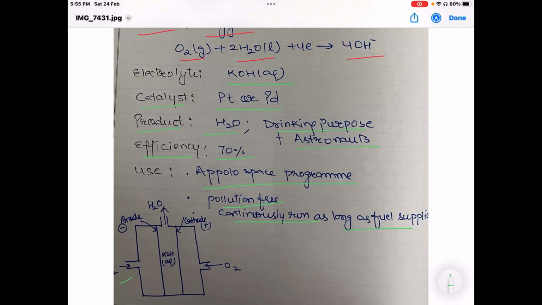So anode part H2, cathode O2, product is water, and the electrolyte used here is KOH. A direct straightforward question will come: write the oxidation half reaction and reduction half cell reaction for the lead storage cell, or how recharging is done, or what the components of the fuel cell are, what the anode and cathode are.